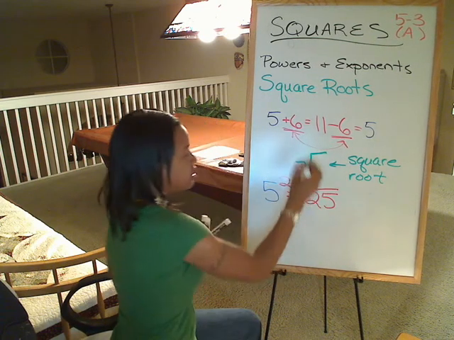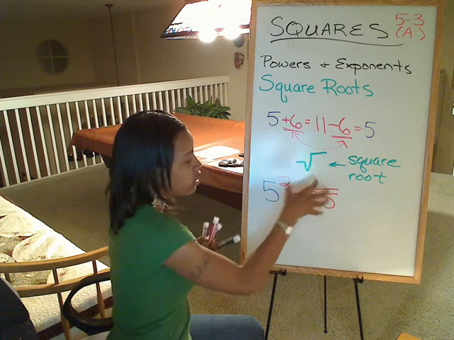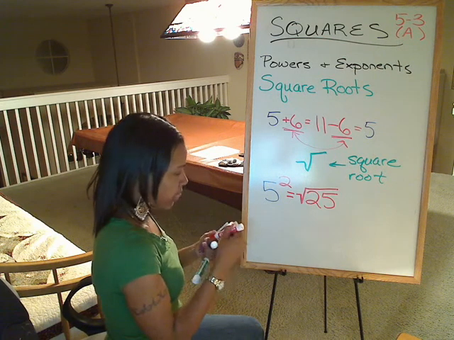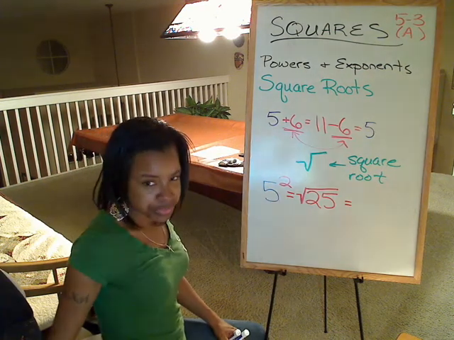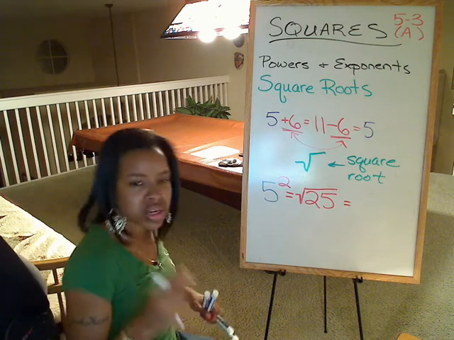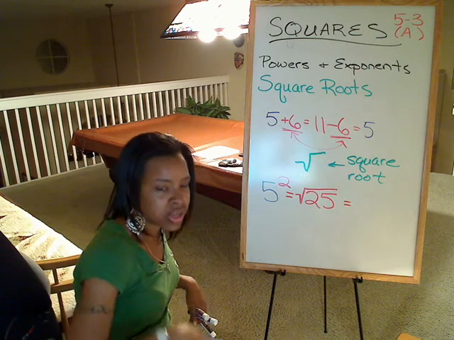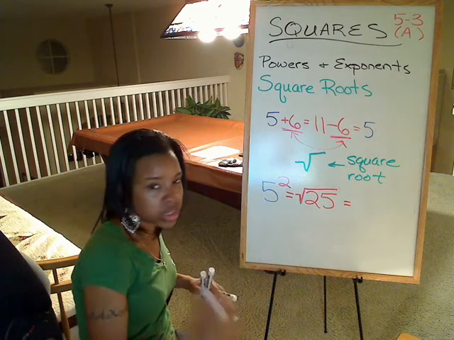Okay? It's like a check and a division sign put together. The square root of 25, when you're trying to solve this, that means, if I'm taking the square root of 25, that means what number can I multiply 2 times and get 25? Only one number does that.